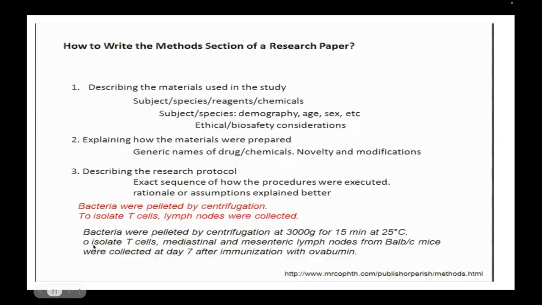Or take this line: to isolate T cells, mediastinal and mesenteric lymph nodes from BALB/c mice were collected at day 7 after immunization with ovalbumin. So every piece of information is there: from where you collected these lymph nodes, at what time you collected them. Before collecting, you had done some immunization. So you have to mention everything in this methodology.